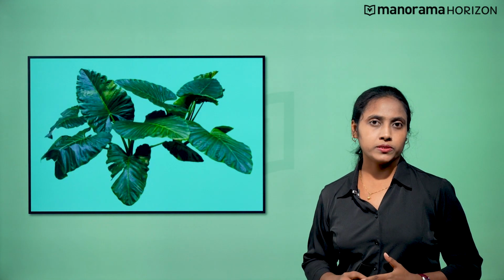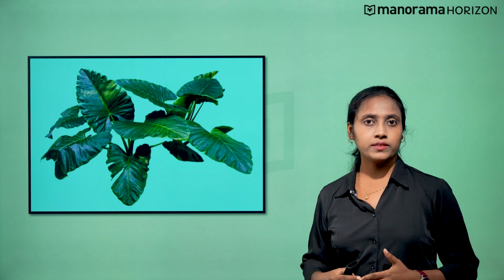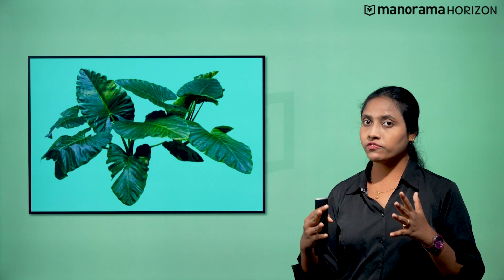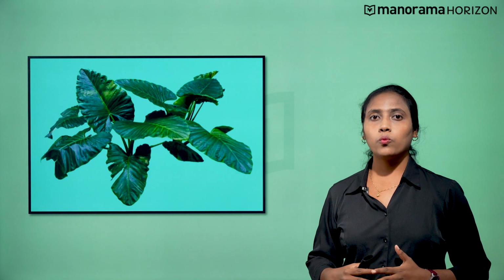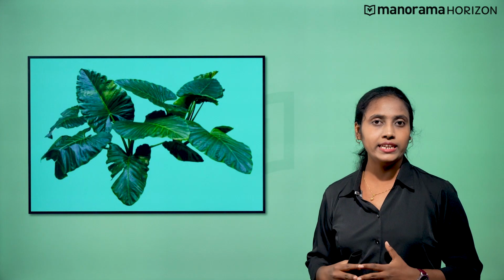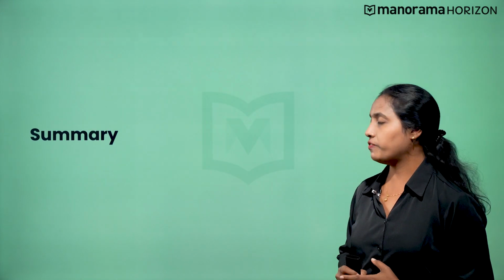Nature is mind-blowing. It never fails to surprise us. Who would have thought that the structural organization of stems and roots would differ in monocots and dicots? It does not end here. Do you want to find out the structural difference in leaf? Watch on to learn the complete details and difference in organization of monocot and dicot leaves in our next video. Let's now summarize what we have learned.